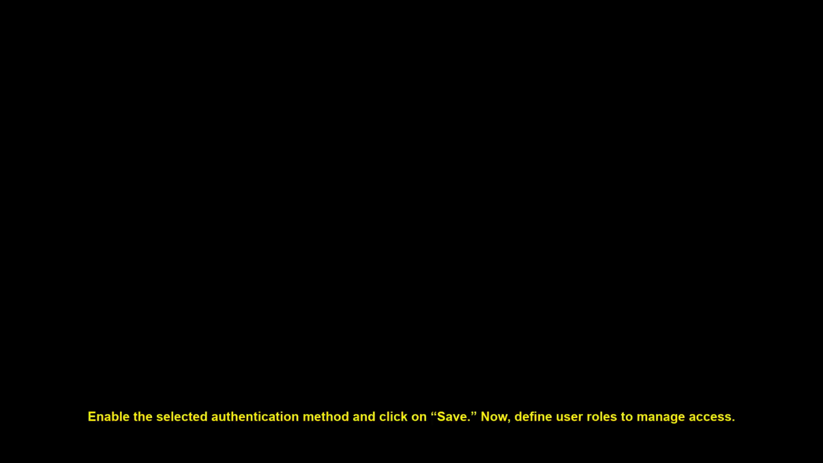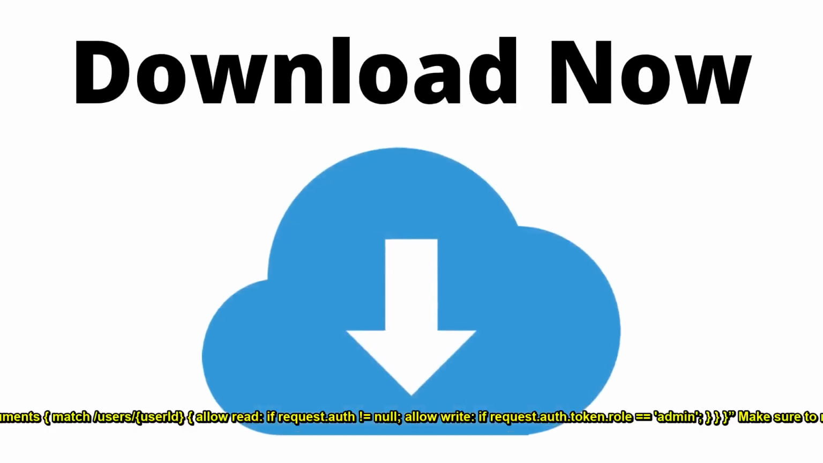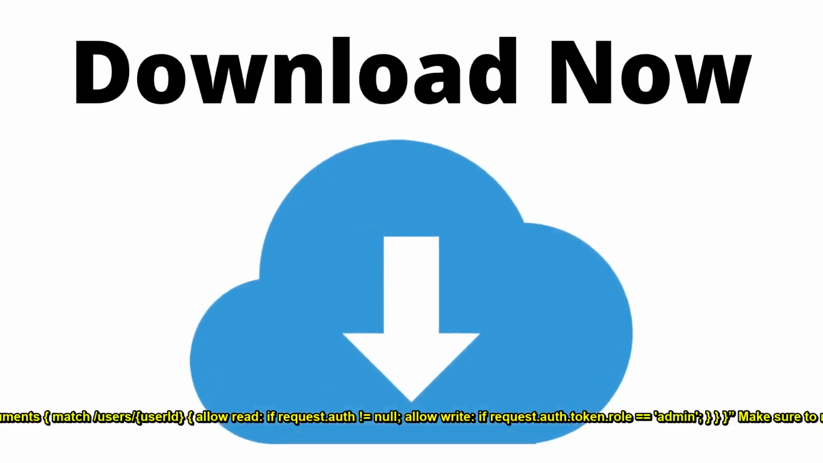Now, define user roles to manage access. Open the Firestore database section again and navigate to Rules. Clear the default rules and define custom rules based on user role. For example, to allow read access for all users and write access only for admins, use the following code snippet. service cloud.firestore match /databases/{database}/documents. Deploy your security rules by clicking Publish.